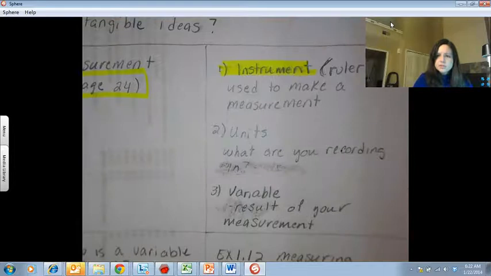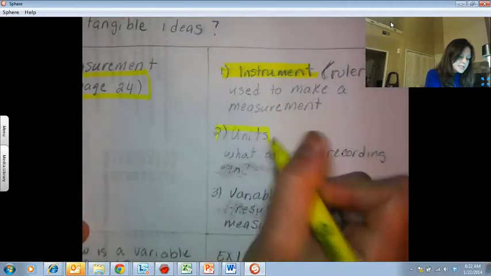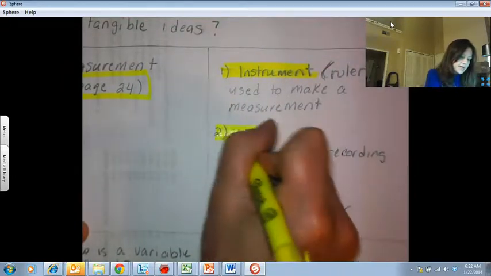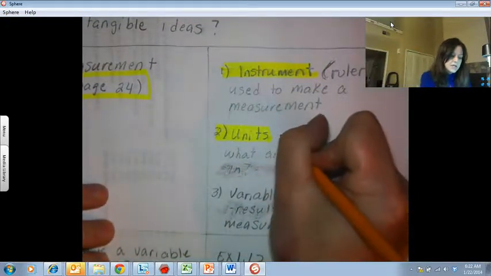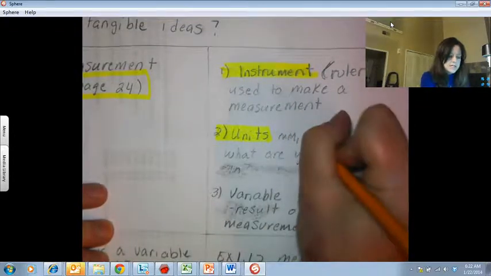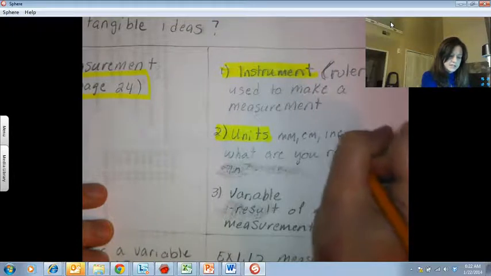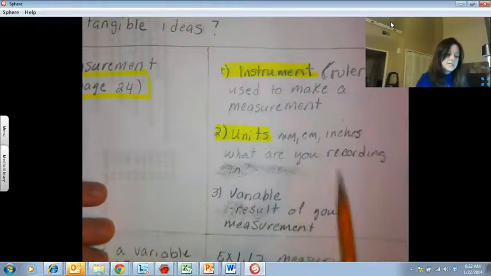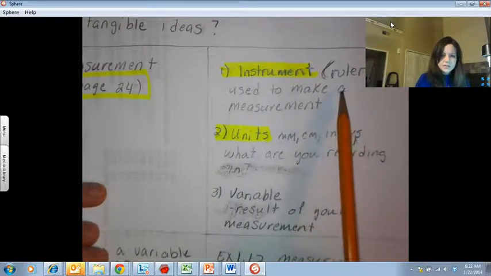Number two, units. Do we have a choice? If we are measuring this paper with a ruler, do we have a choice of units? Yeah, most of our rulers that we have, and the ones I have in the classroom, have 3 different units on it. You could use millimeters. Those are the really small ones. Centimeters. And on the other side are inches. Okay, so these would be the units that the instrument ruler uses.